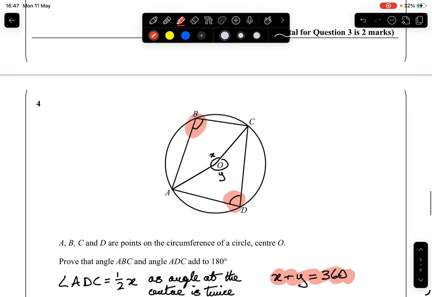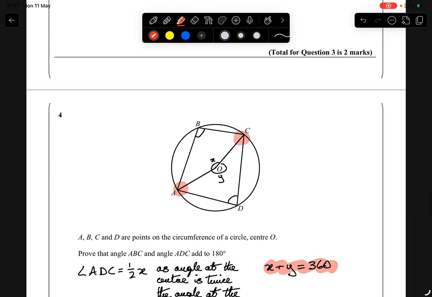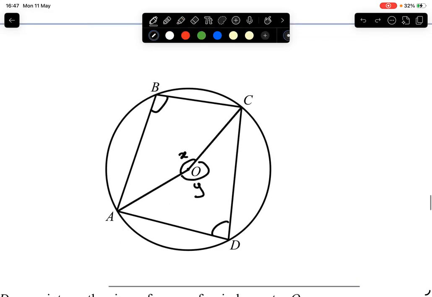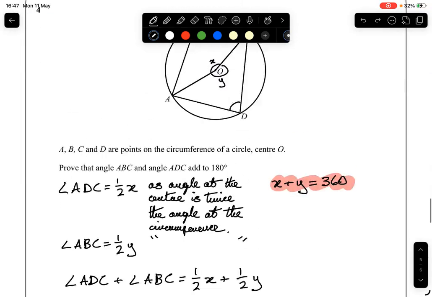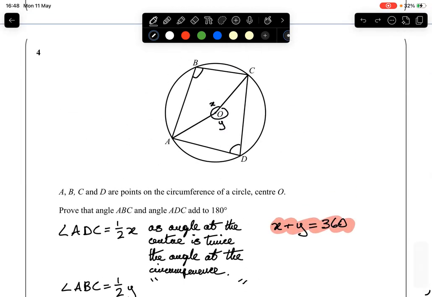If we were asked to prove it for the other two angles, the angle at C and the angle at A, we would just draw our lines here and here instead. So the exact same proof works for the other pair of opposite angles. You just need to reposition the lines you draw ever so slightly.